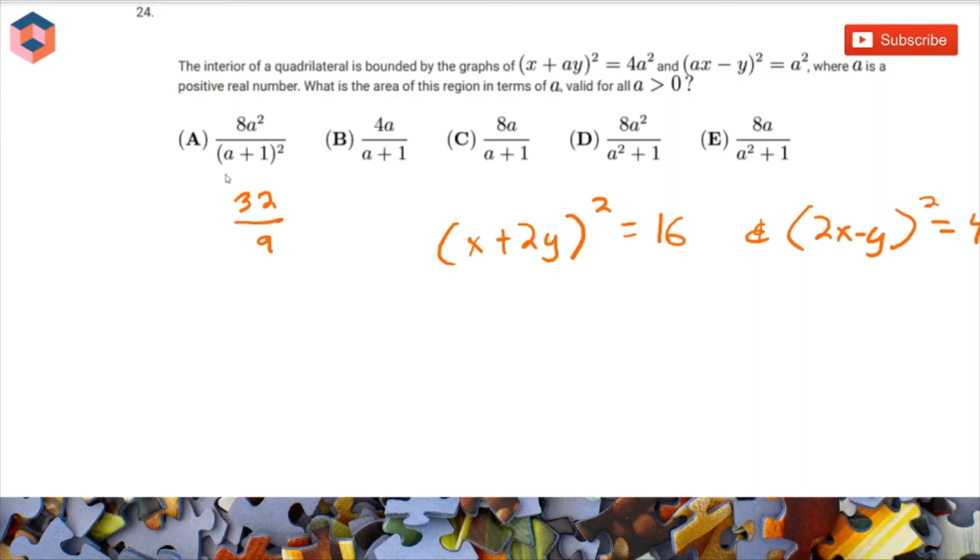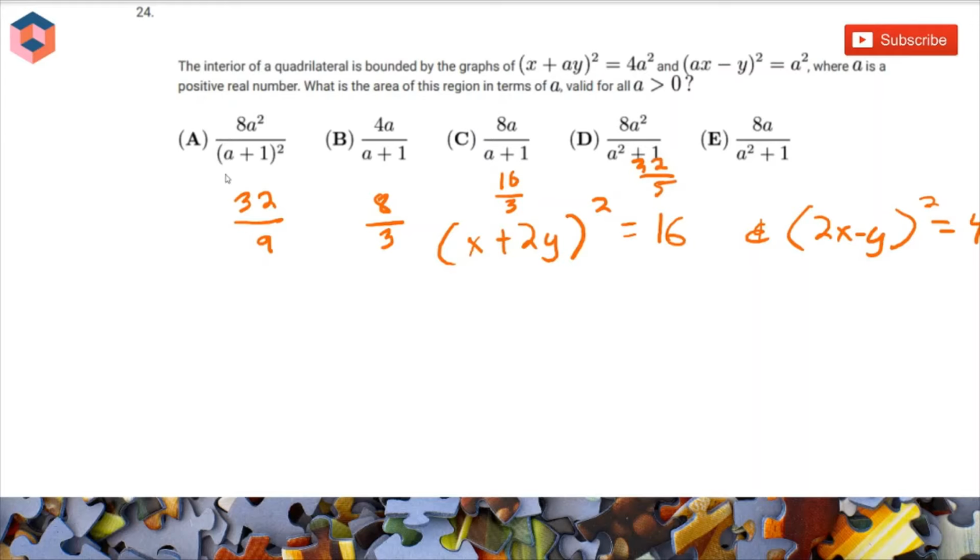Now, what if we plug in here? We get 2 times 4, 8 over 2 plus 1, 3. That doesn't work either. What about here? 2 times 8, 16 over 2 plus 1, 3. No. What about here? 8 times a squared, which is 32, plus a squared, which is 2 times 2, 4, plus 1. That's 5. That's the answer we're looking for.